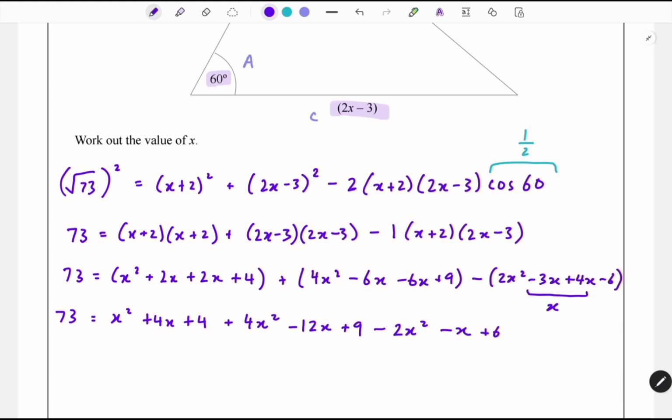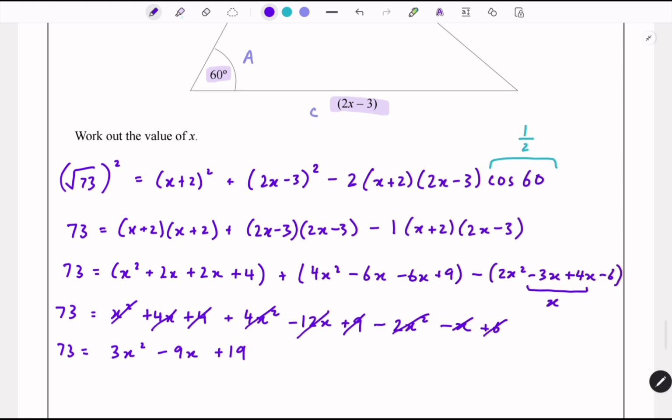Now let's collect like terms. We've got 73 equals x squared plus 4x squared minus 2x squared, so that's 3x squared. So we've dealt with them. Let's deal with the x's. We've got 4x minus 12x and minus x, which gives us minus 9x. And then finally we've got plus 4, plus 9, plus 6, which gives us 19.